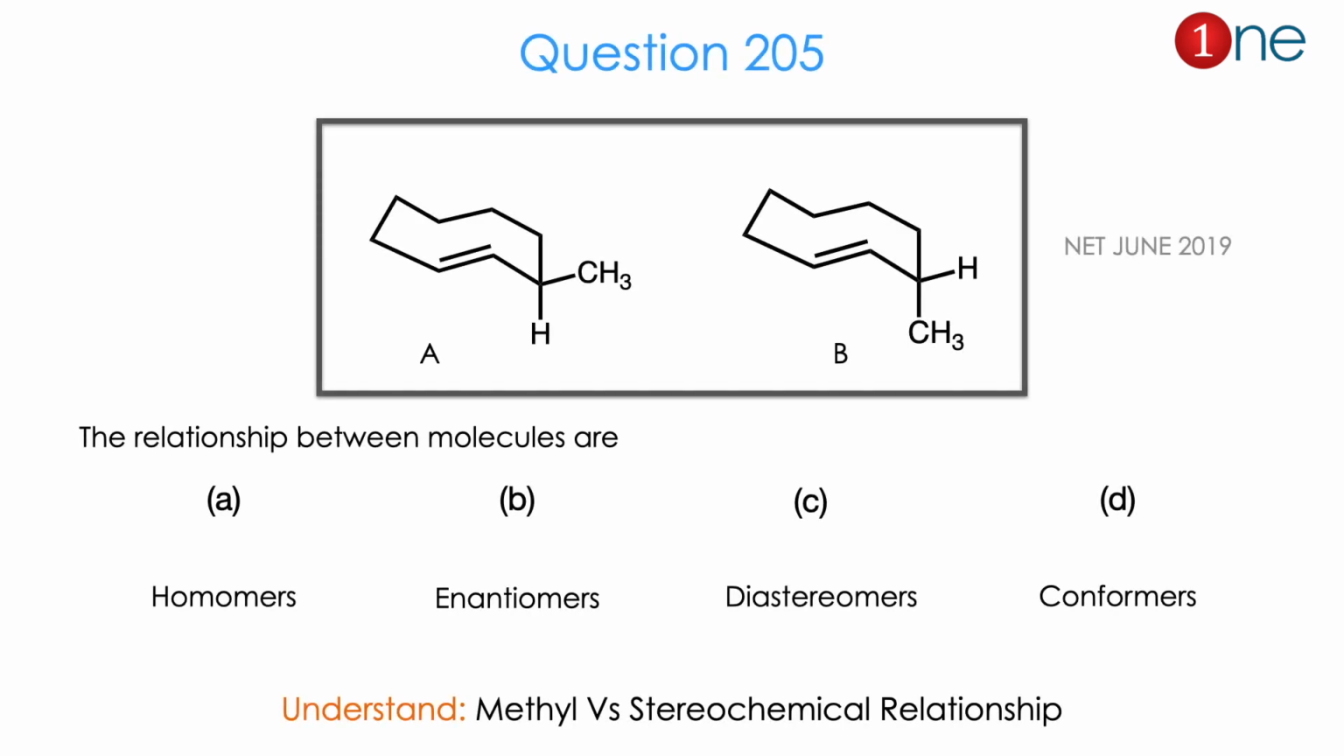Then let us look at the next question. They have given an 8-member ring with an alkene, and they differ in the methyl group: the methyl group in the axial position, and the methyl group in the equatorial position. They are asking the relationship between the two compounds, whether they are homomers, meaning the same compound, or enantiomers, mirror images of each other, or diastereomers or conformers. From the structures and the four possible suggestions, you might realize the question is really about the stereochemical relationship. The answer is C. Let us see how.